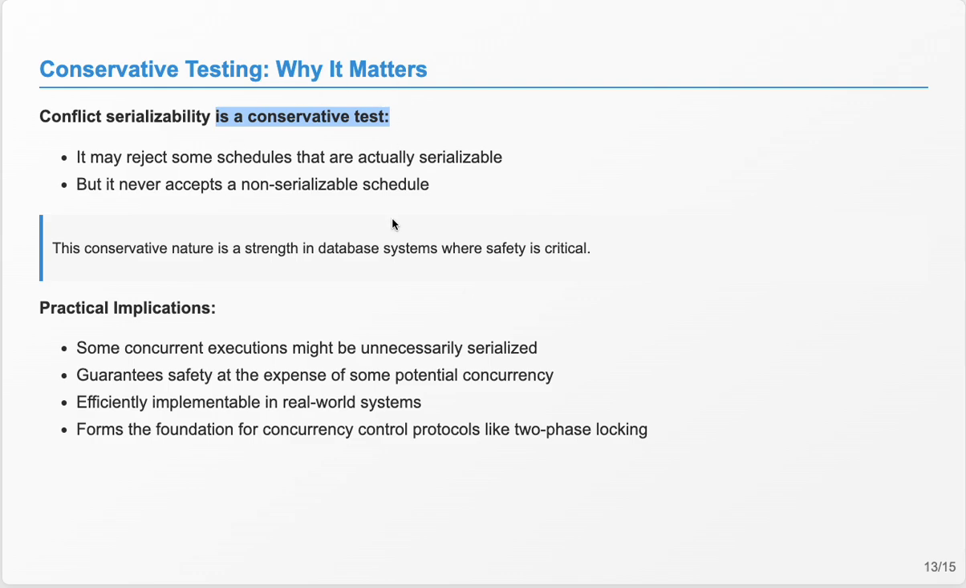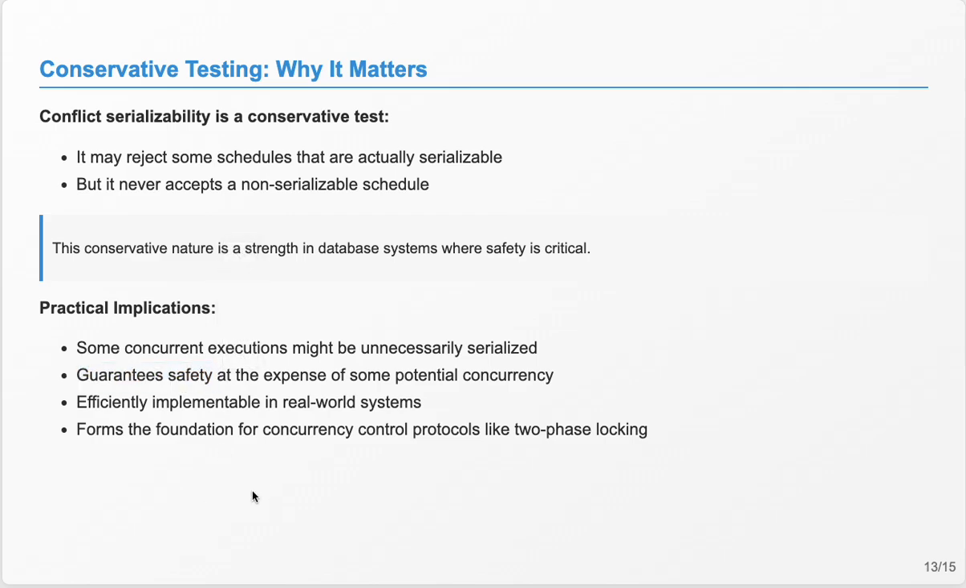What does this mean? It may reject some schedules that are actually serializable, false negatives, but it never accepts a non-serializable schedule, no false positives. This conservative nature is actually a strength in database systems where data integrity and consistency are critical. The practical implications of this are, some concurrent executions might be unnecessarily serialized, potentially reducing concurrency, but we guarantee safety at the expense of some potential concurrency.